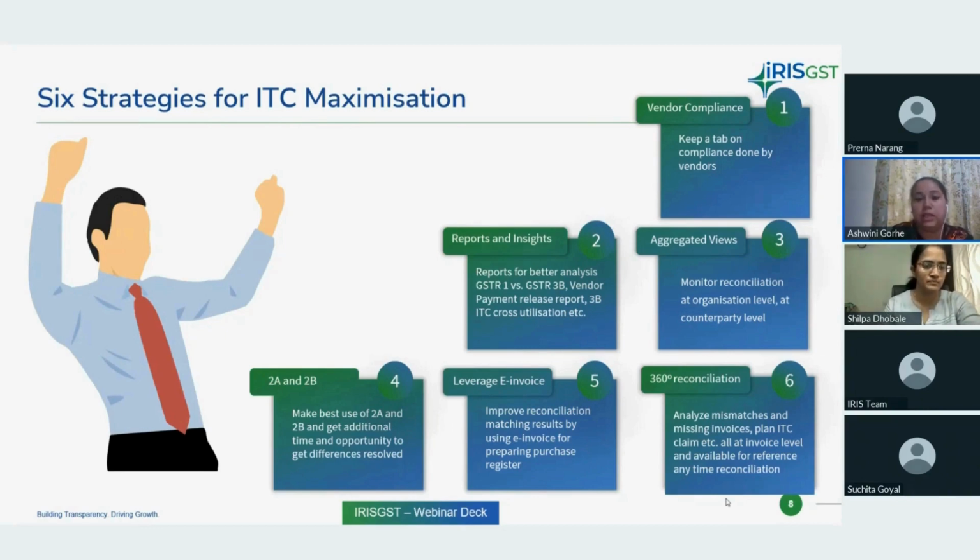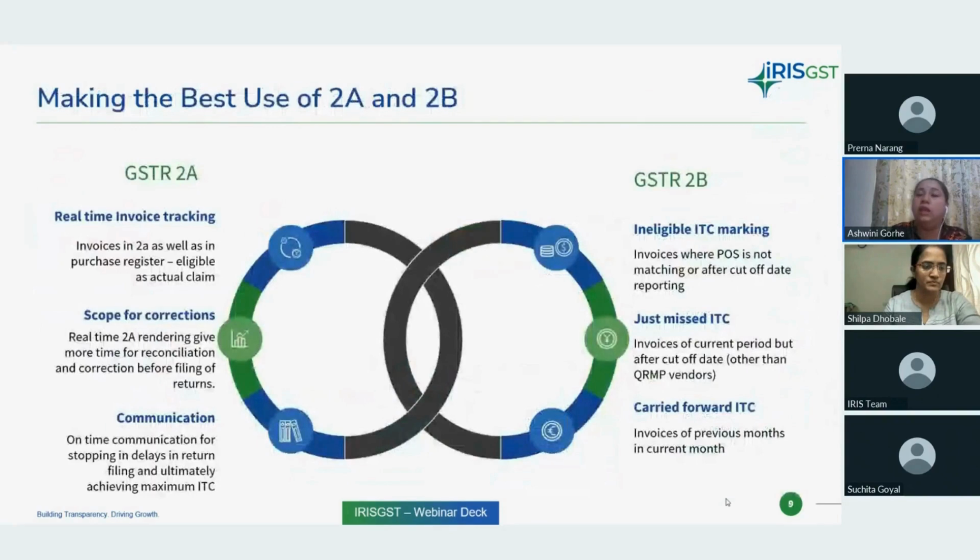Now let's go one by one in detail about each and every strategy that you can build in or use through the software that you are using.